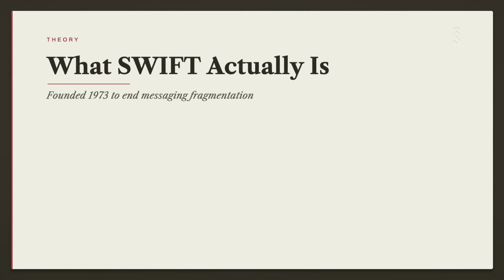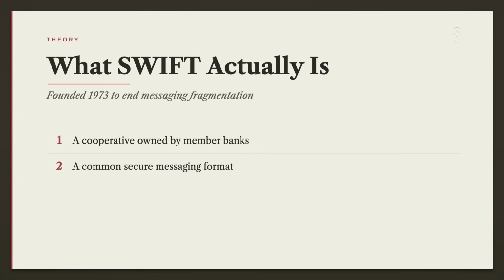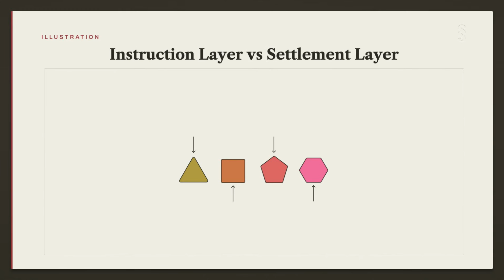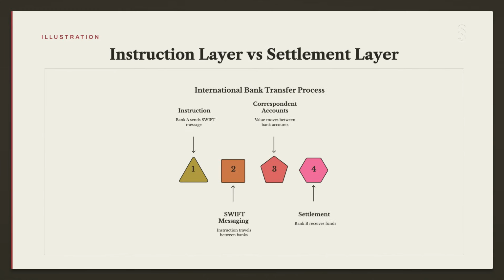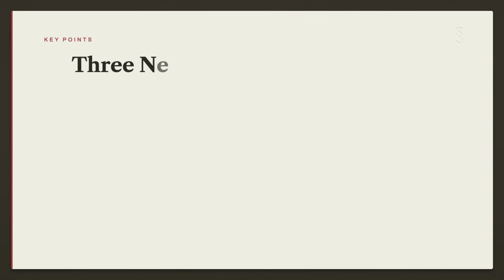SWIFT is a cooperative owned by the banks that use it, providing one shared format for banks to instruct each other. The key insight is what it doesn't do. It carries messages, but it does not hold accounts, move funds, or settle anything. Separating instruction from settlement is the whole design. When one bank instructs another through SWIFT, the message travels through the network, but the actual value still moves through correspondent accounts, exactly as before.